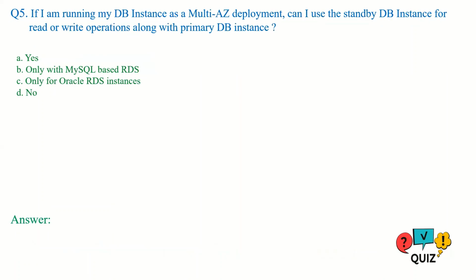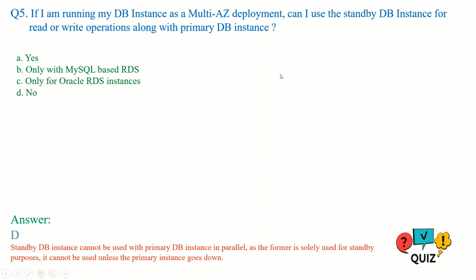Here comes the next question. If I'm running my database instance as a multi-availability zone deployment, can I use the standby database instance for read or write operations along with the primary database instance? No, sir, not while primary is available. D. That's good. That's correct. So the answer is no.